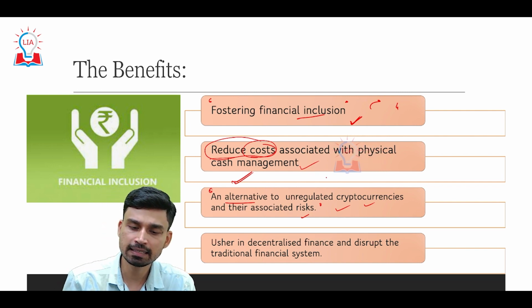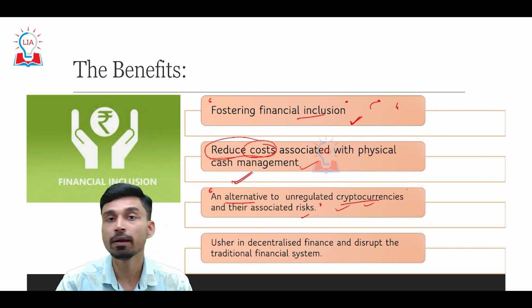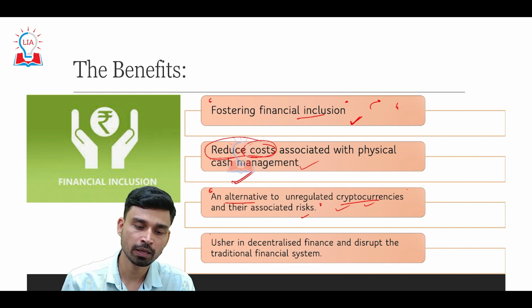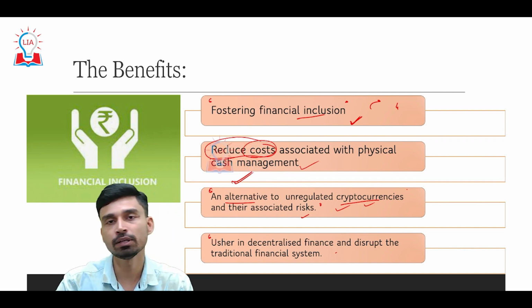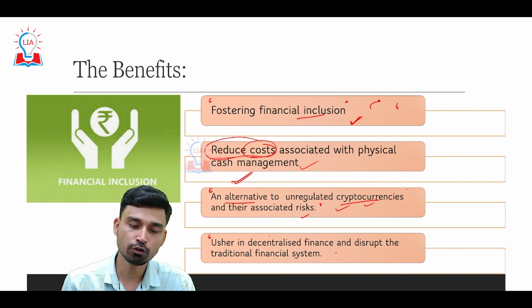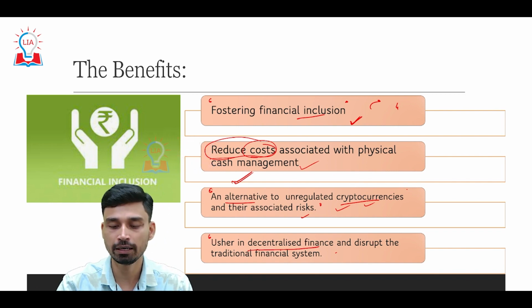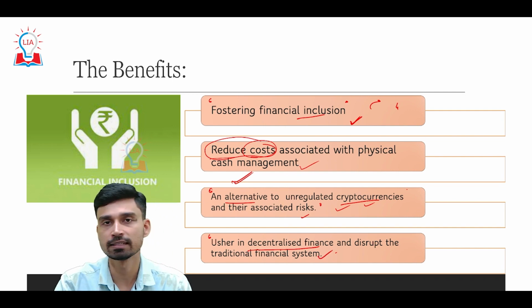So any currency similar to cryptocurrency, like the digital rupee, but backed by the central government and the RBI, will have more safety and be more secure. And thus, it is believed, and the RBI has said, that this kind of step will usher in a decentralized financial system in India and disrupt the traditional financial system.